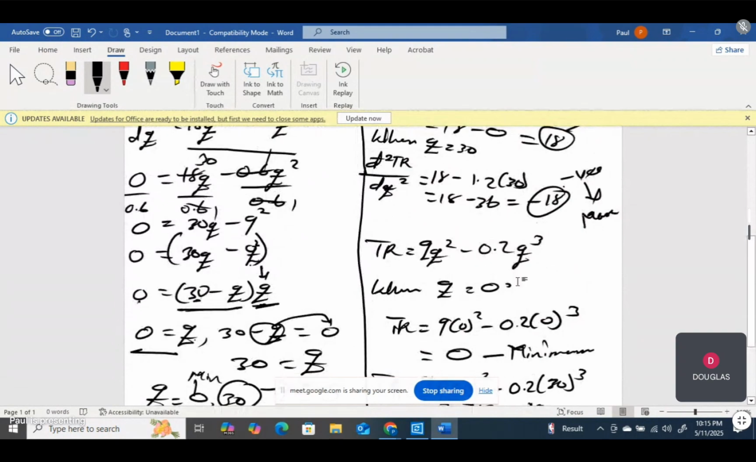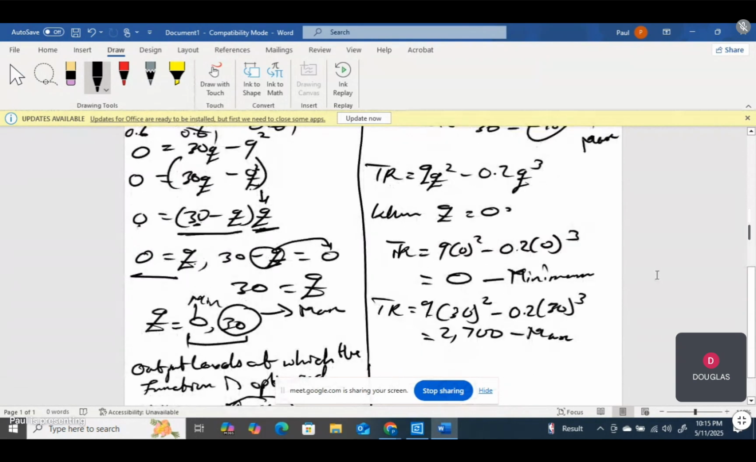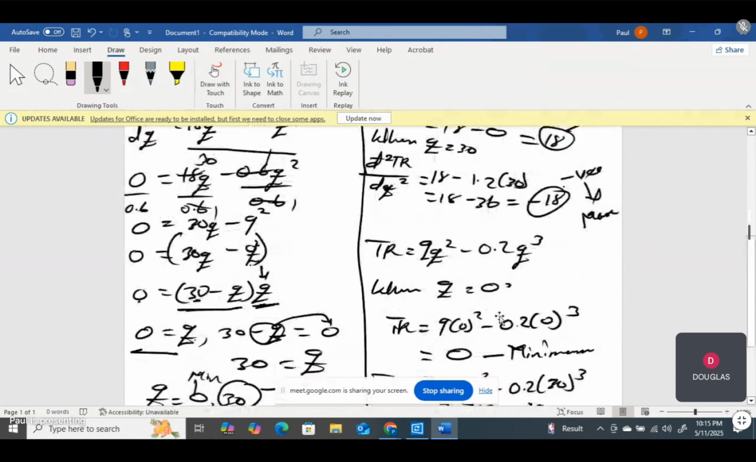And we tested it. When we put zero into the total revenue, you see that our revenue will be zero. That's minimum. But when we put 30 there, you see that our revenue will be 2007. Please, do you have any question? This is question one. Any question?